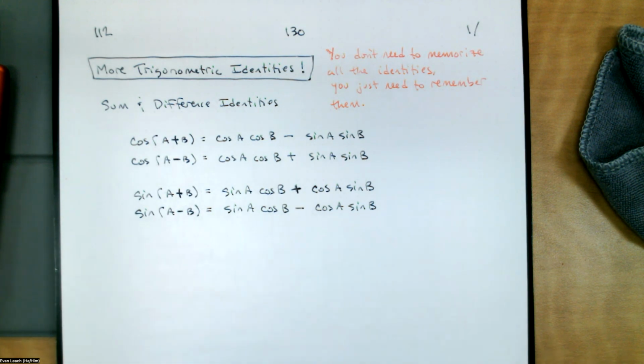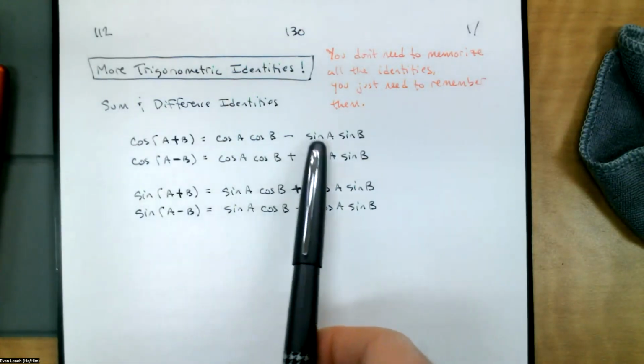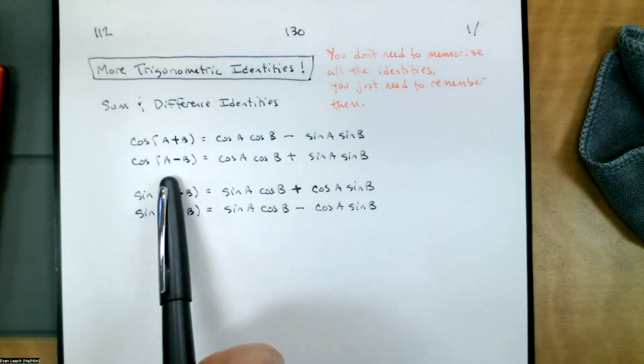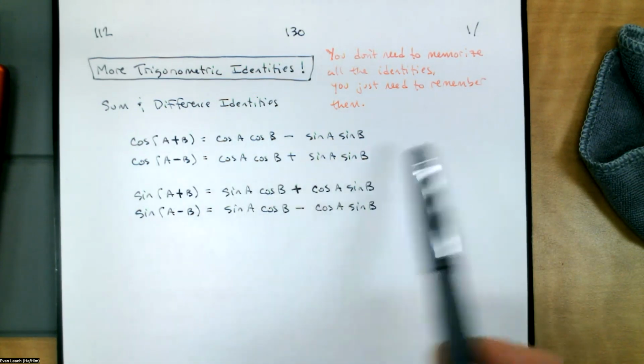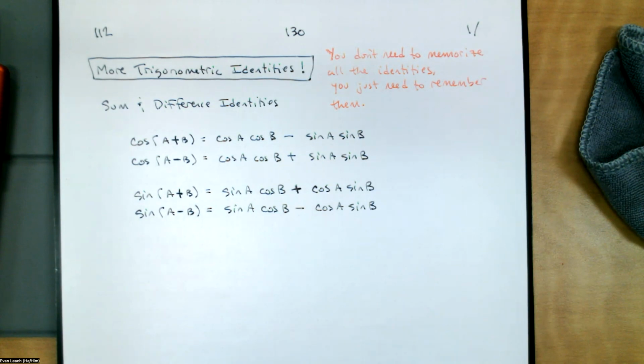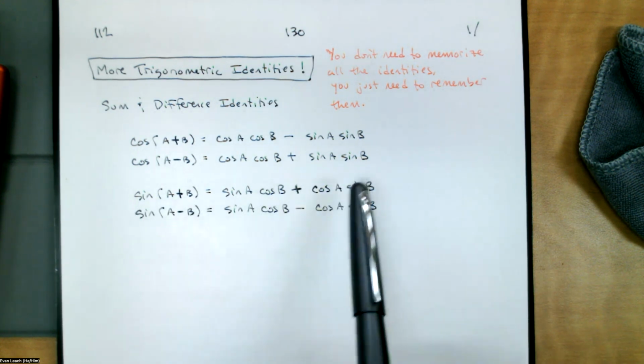All right, so let's take a look at some things. So we've got cosine of a plus b is cosine a cosine b minus sine a sine b. Cosine of a minus b is cosine a cosine b plus sine a sine b. More important than the similarities is the differences. What happens when we change things up to sine? Sine of a plus b is sine a cosine b plus cosine a sine b.